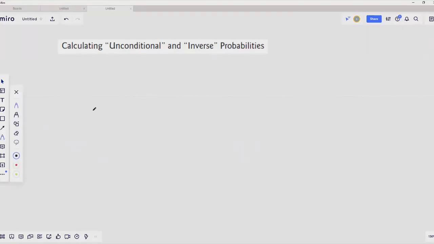Welcome, students. We continue our discussion on section 2.4 on conditional probabilities. In this particular video, we'll study a new theorem that applies to partitioned sample spaces. Let's start by defining a partitioned sample space.